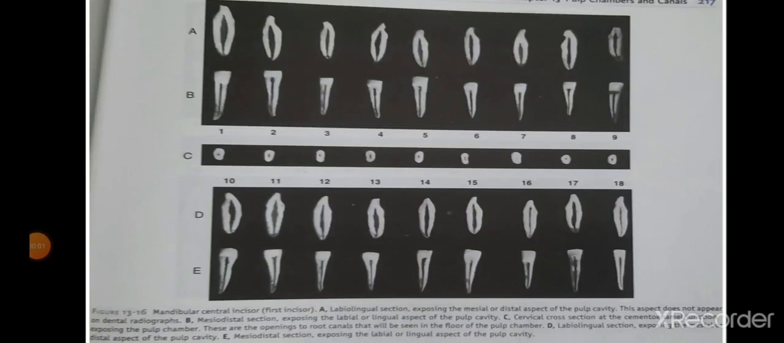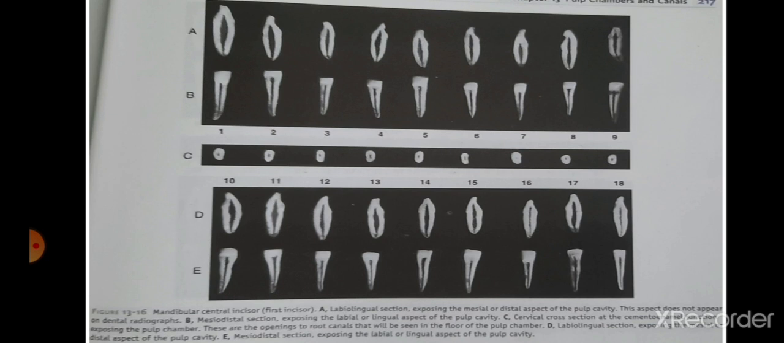Let's talk about the pulp cavities of the mandibular teeth. Mandibular central incisor. First of all, let's have a look over the labiolingual section in figure 13.16, A and D.